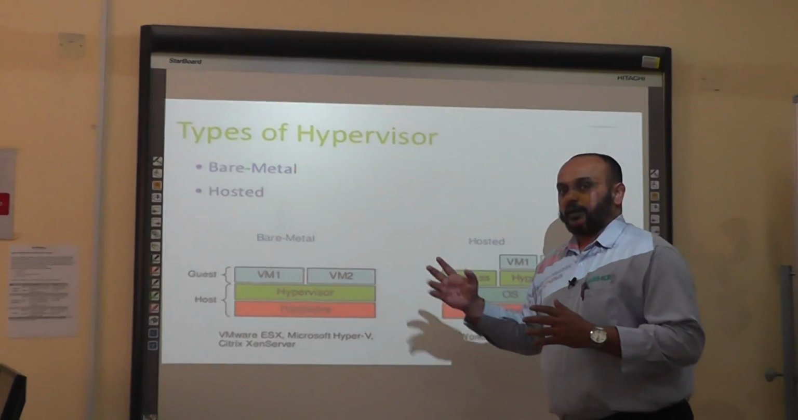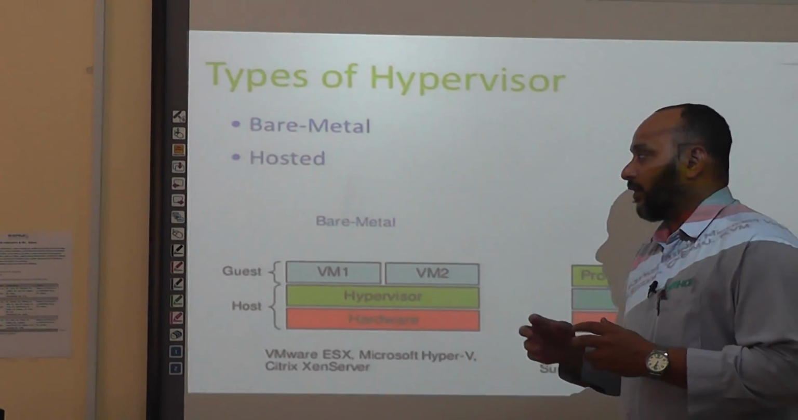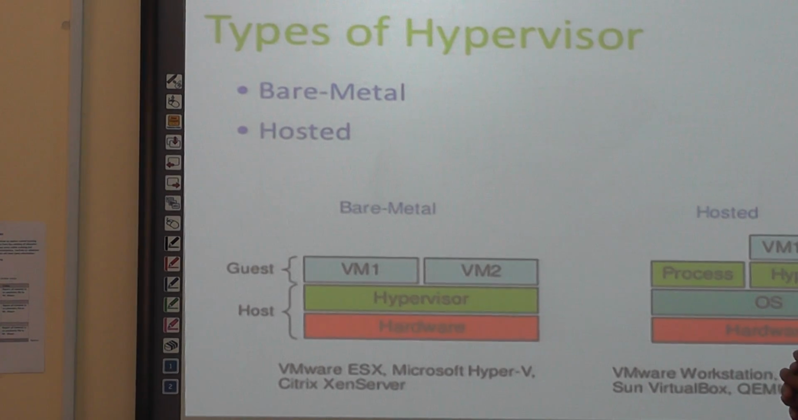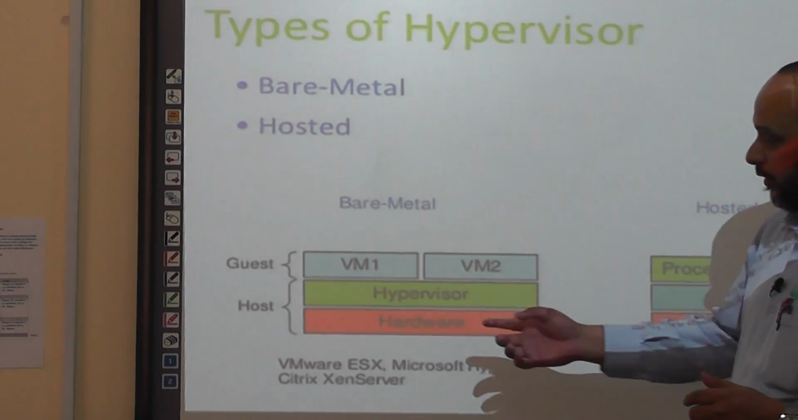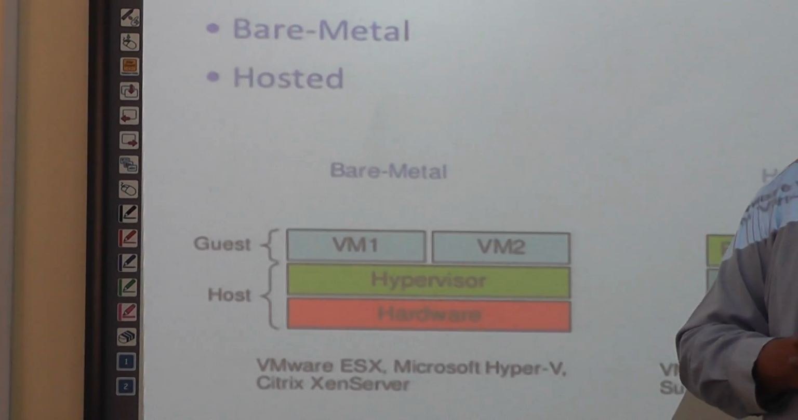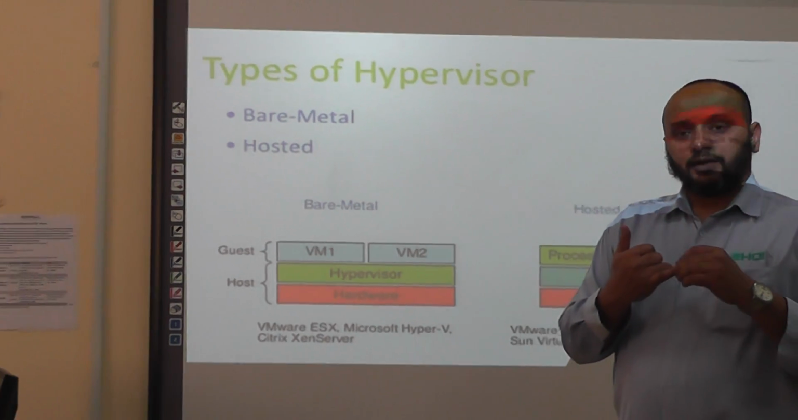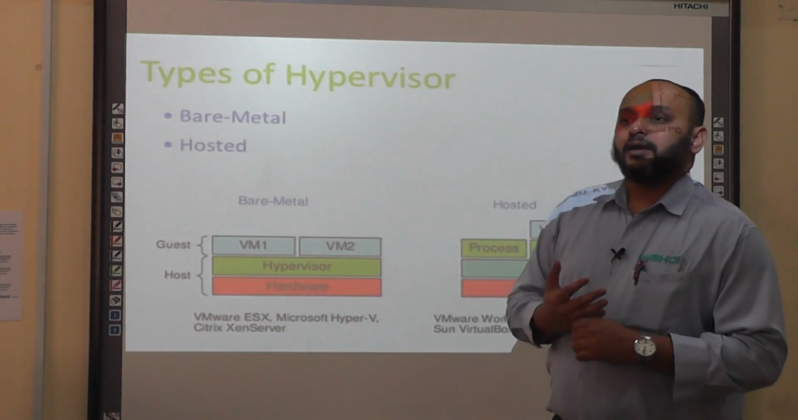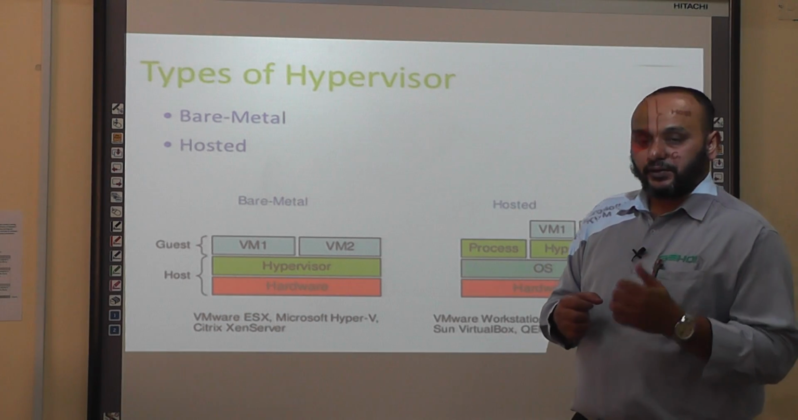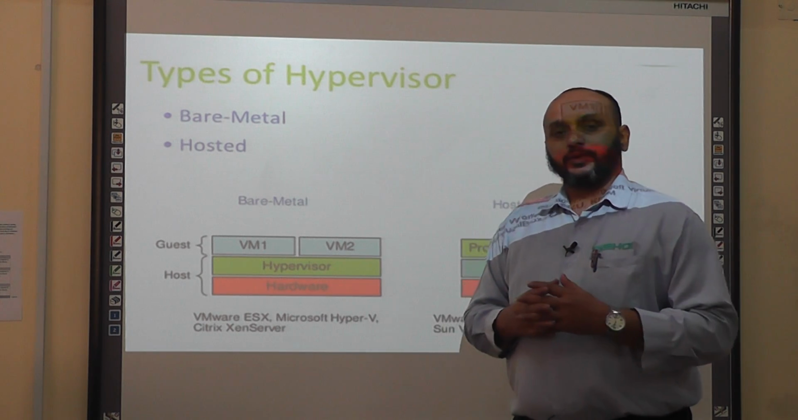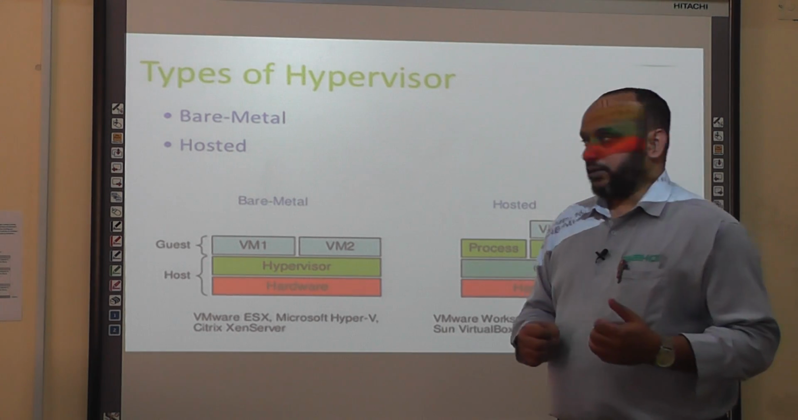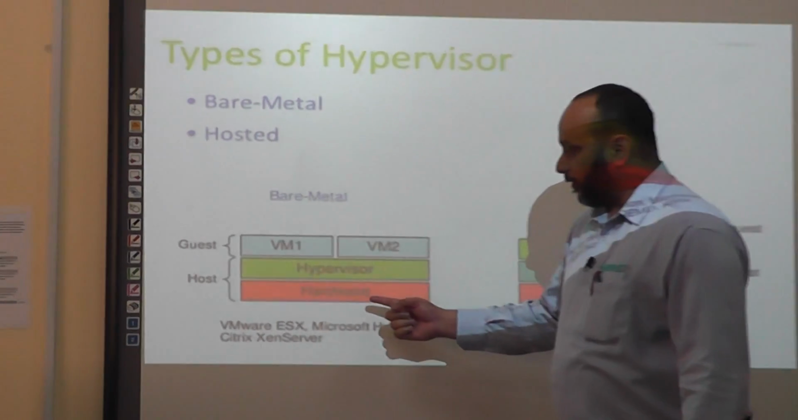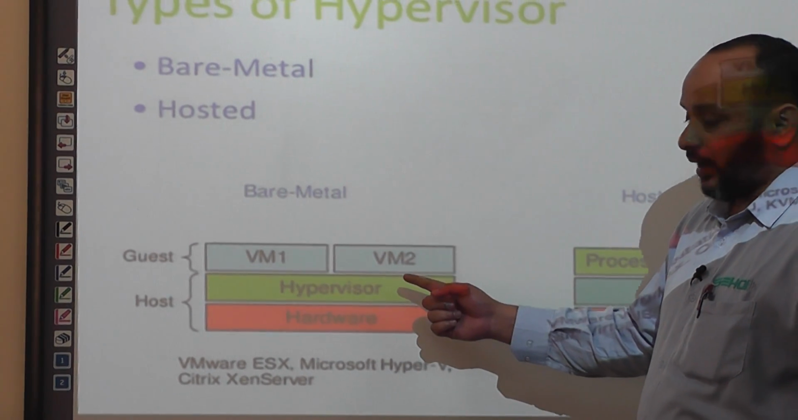Types of hypervisor. There are two types of hypervisor: bare metal hypervisor and hosted hypervisor. What is a bare metal hypervisor? Here you can see there is a host machine. Host machine means any hardware machine, like a server, a desktop machine, maybe your laptop. If you have a good configuration of machine, you can do your virtualization. So first look at this. This is hardware, and on this hardware you will install a hypervisor.